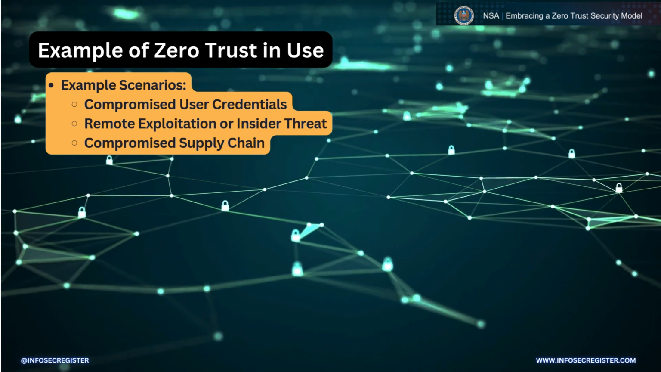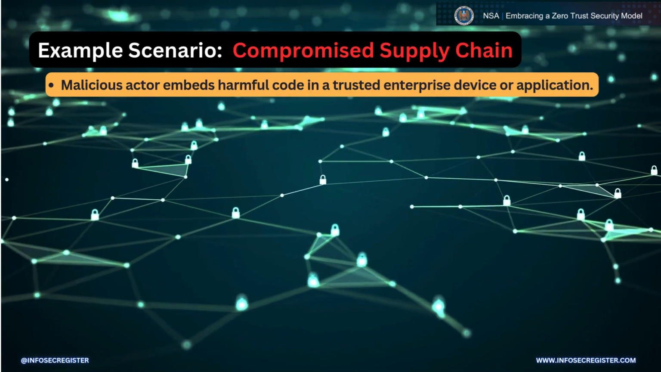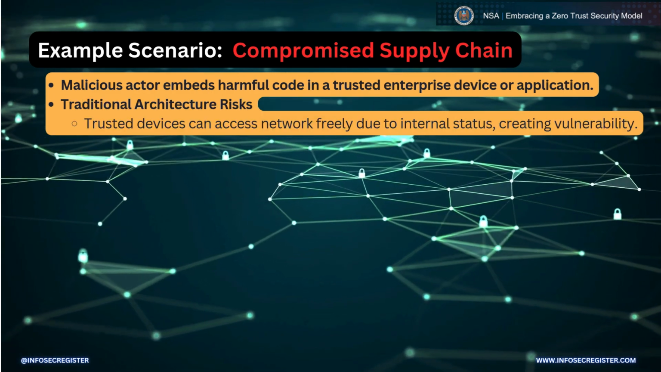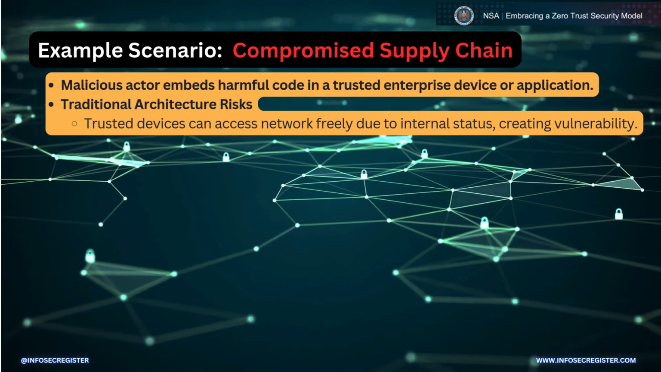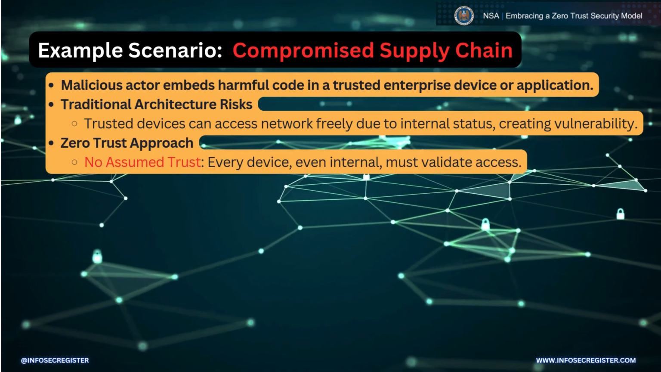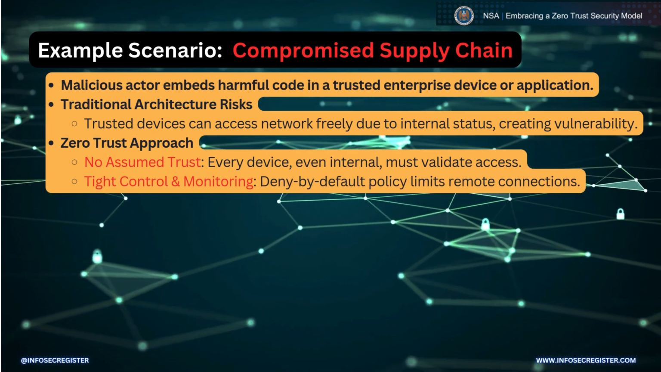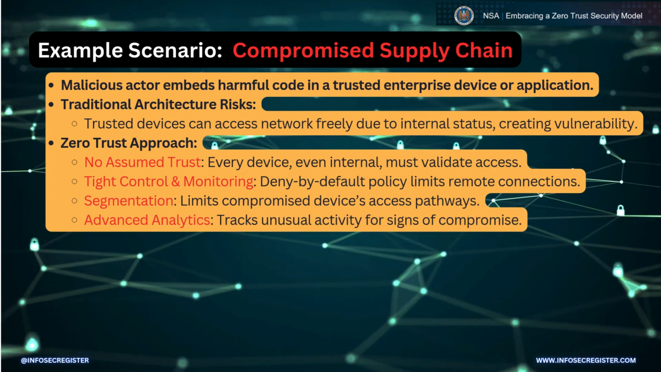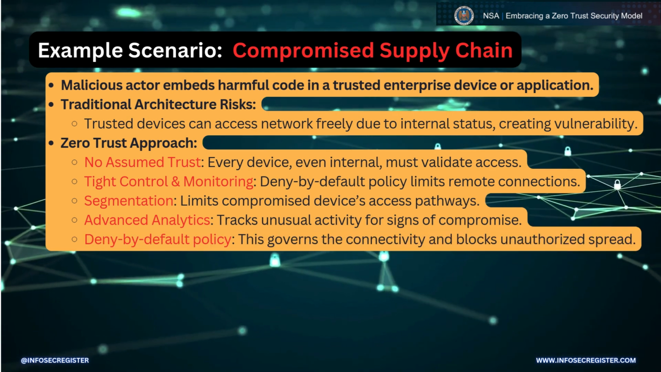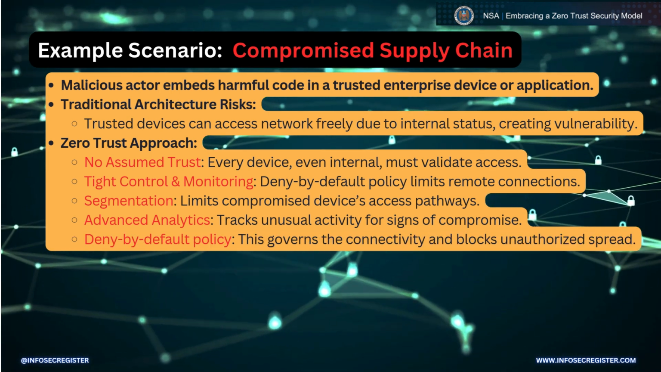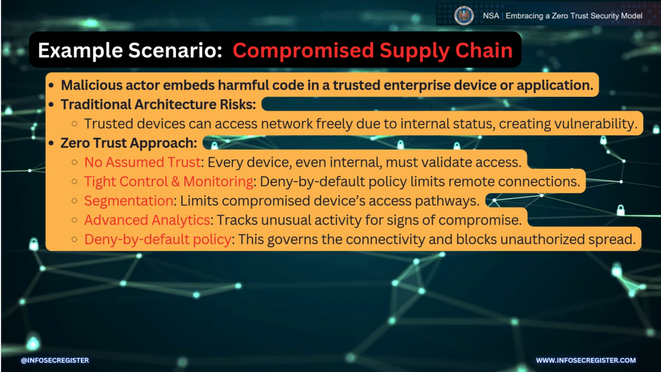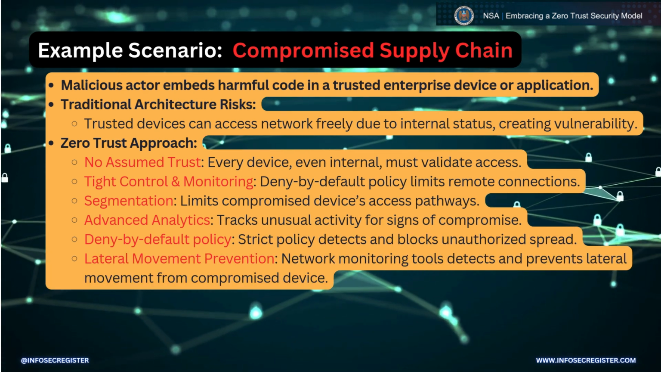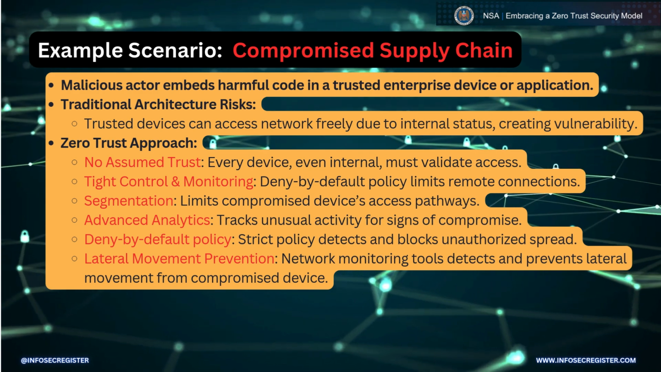Third, compromised supply chain. A malicious actor embeds harmful code in a widely used enterprise device or application. In traditional architectures, these devices are considered trusted due to their internal status. However, in a zero-trust model, trust is not assumed. Access is tightly controlled and monitored. The system employs segmentation and utilizes analytics to track unusual activity. Although the device might receive signed updates, its connectivity is governed by a deny-by-default policy, blocking unauthorized remote connections. Additionally, network monitoring tools can detect and thwart attempts to move laterally from the compromised device.